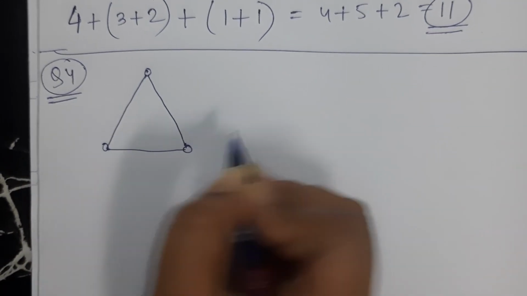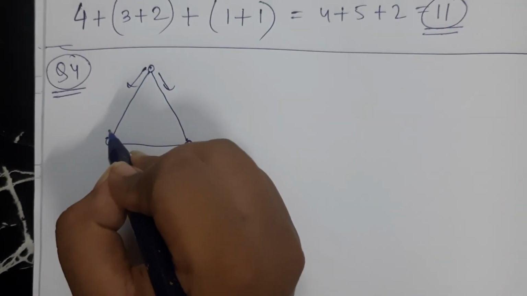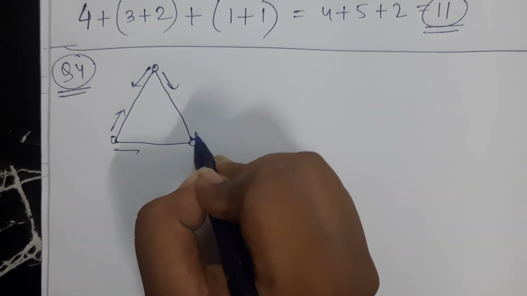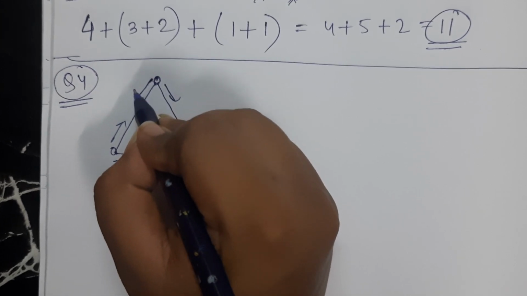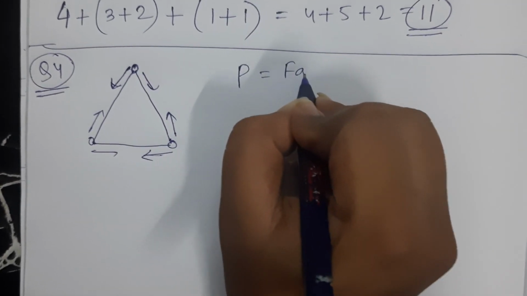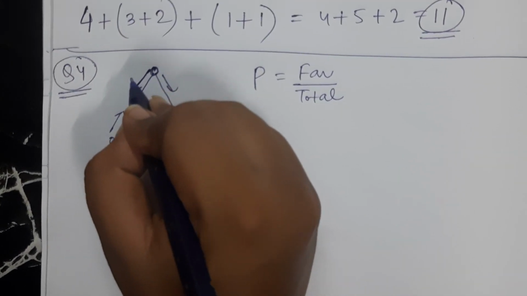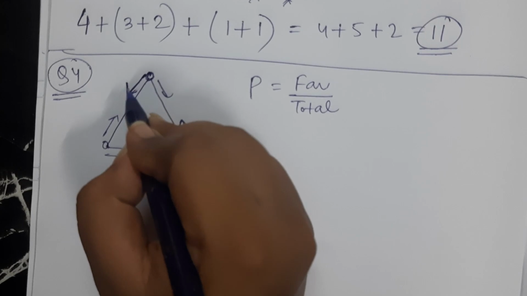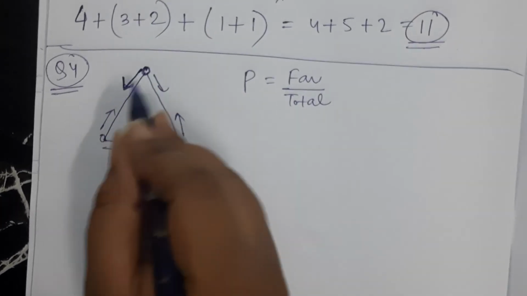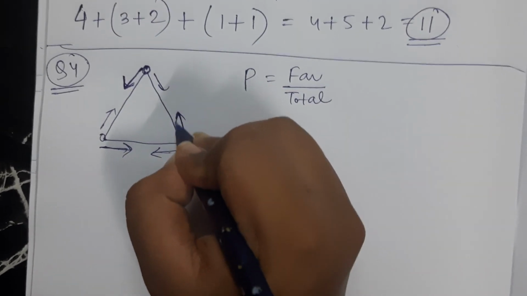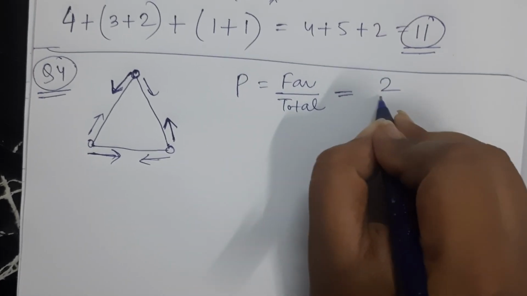And each friend has 2 options to throw the ball. This friend can throw here or here. For this friend it is this side or this side. And for this friend it is this side and this side. So the probability is favorable outcomes divided by the total number of outcomes. So for no 2 friends throwing balls at each other, we need these 3 to be in the cyclic order. They throw the balls either in the cyclic order, either clockwise or anti-clockwise. So favorable outcomes are 2.